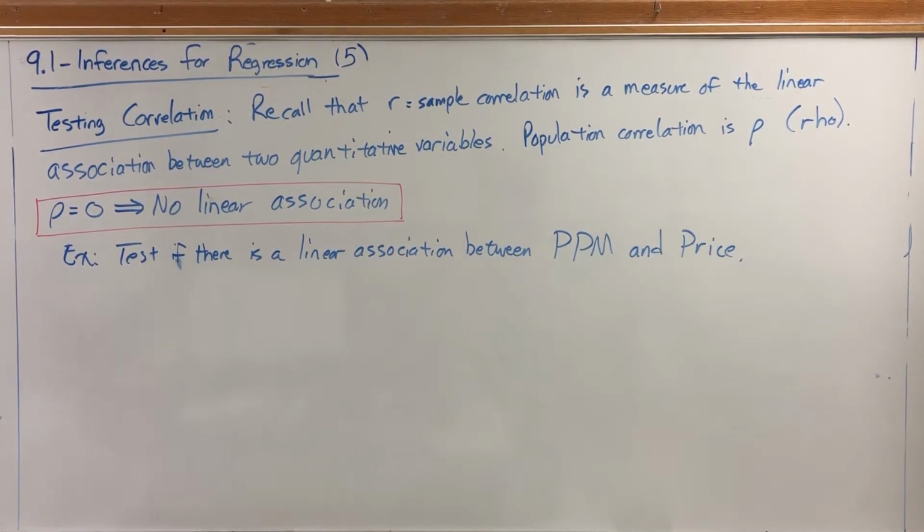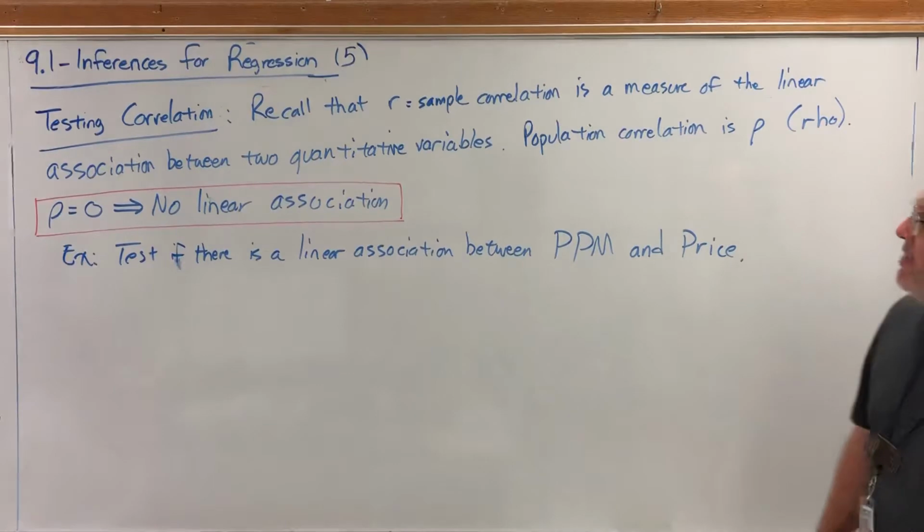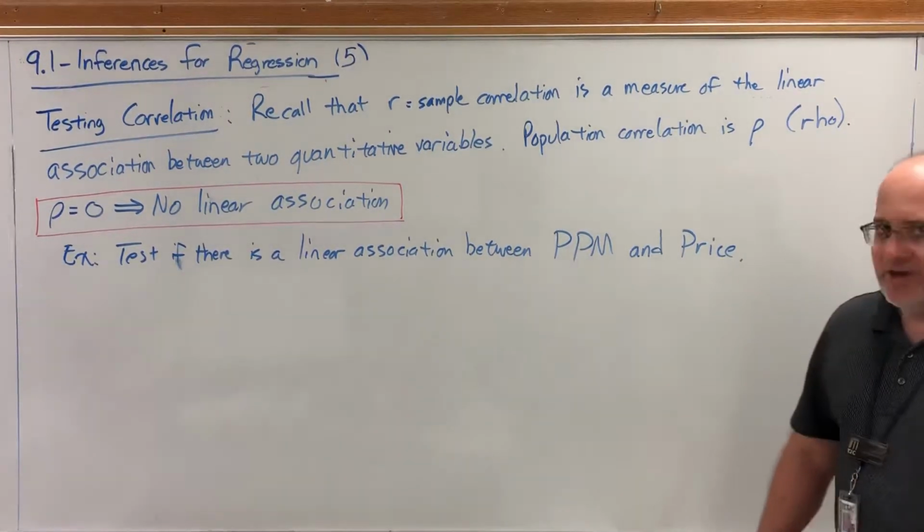Section 9.1, Inferences for Regression, video number 5. The last skill we're going to learn in section 9.1 is testing correlation.